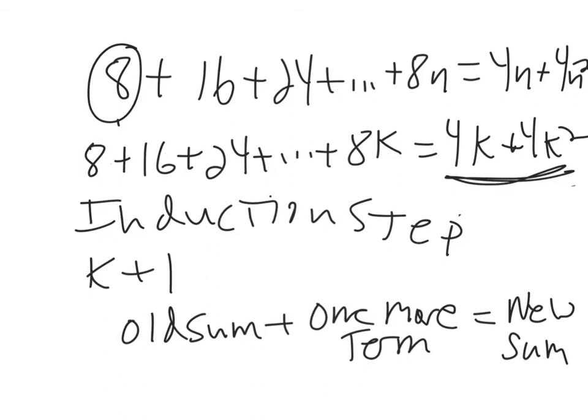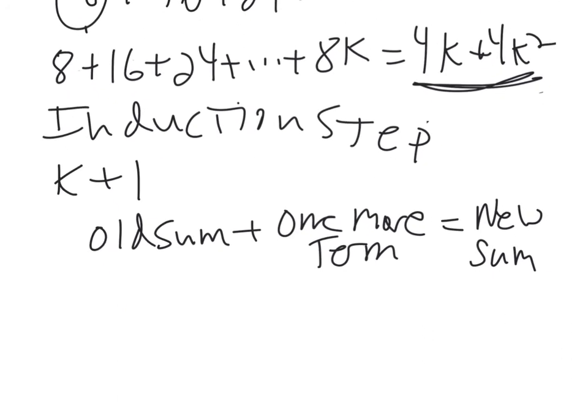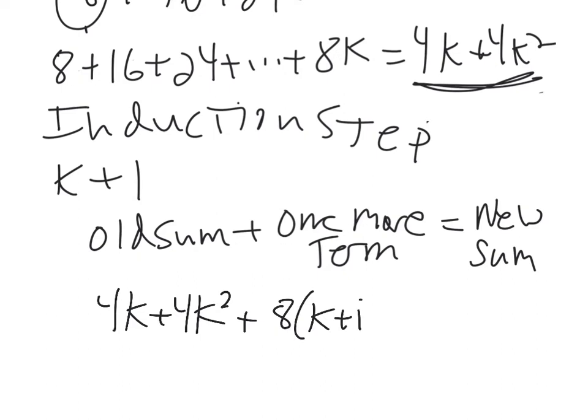And if you've seen enough of my examples of induction, you see that's exactly what I do. So I know the old sum is 4k plus 4k squared. And now I'm going to do one more term. Well, how we generate the next term, we take it and multiply by 8. So 8 times k plus 1. So that's the one more term. Now we have to have it equal to a new sum. So that's going to be 4 times k plus 1, because that's k plus 1 more, right? Plus 4 times k plus 1 squared.